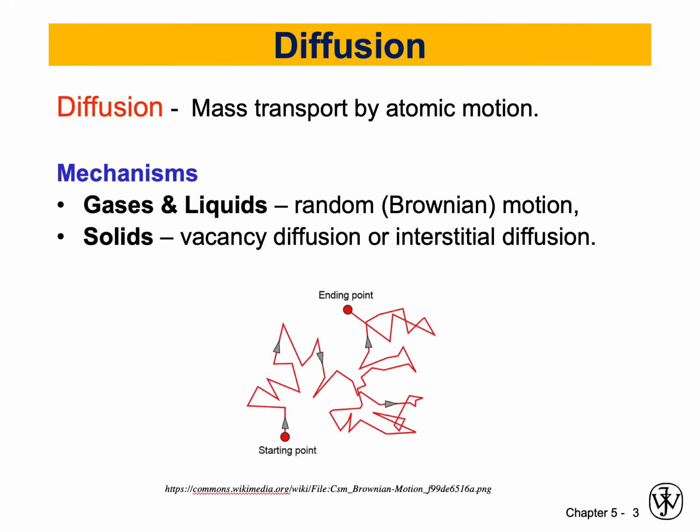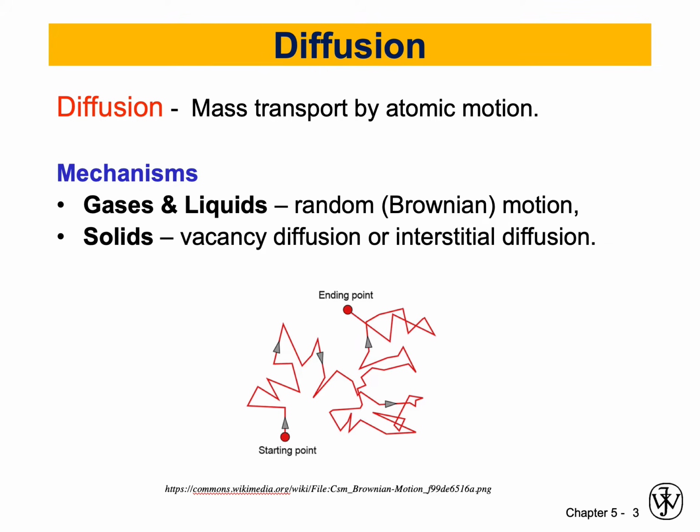To start, diffusion is defined as mass transport by atomic motion. And there are two mechanisms of diffusion in general. We have a mechanism for gases and liquids, and we have a mechanism for solids. In the biomaterials class, we will focus on the mechanism of diffusion for solids, because we want to process metals for medical applications. So how can diffusion be used and employed there?